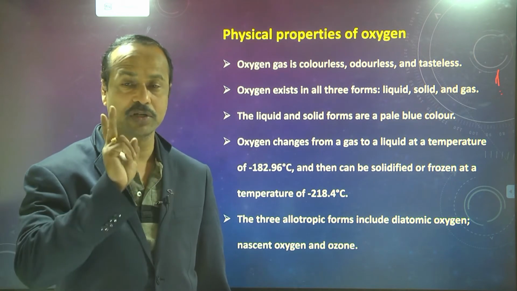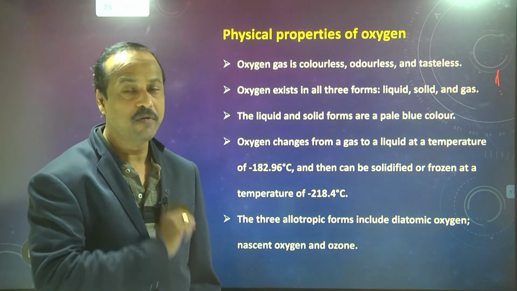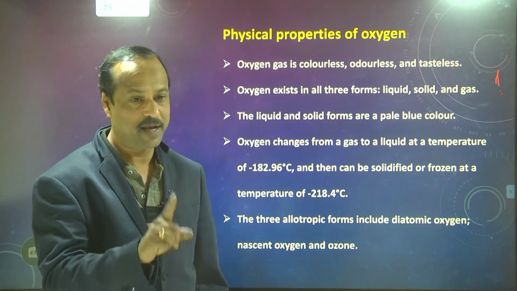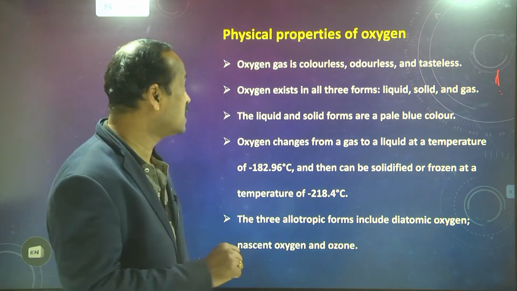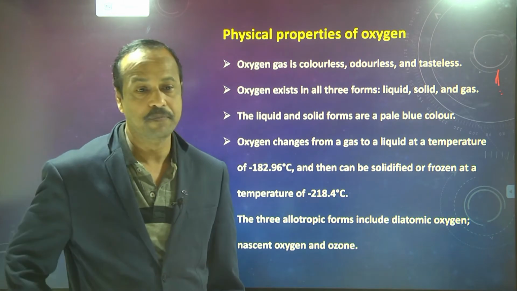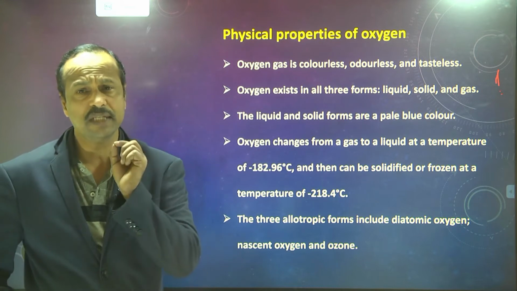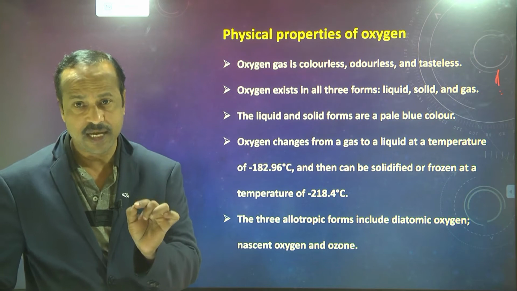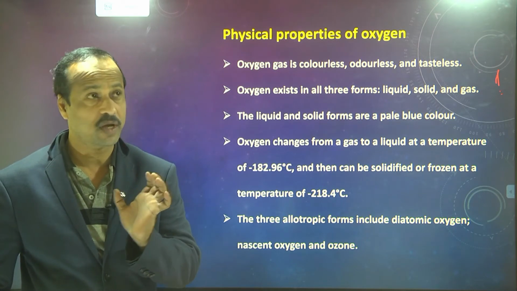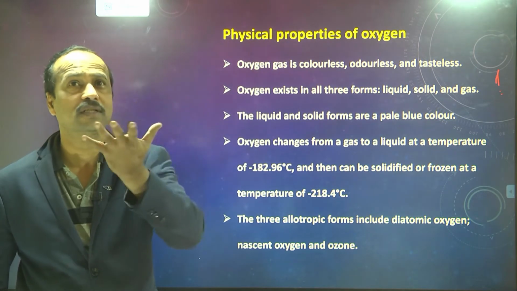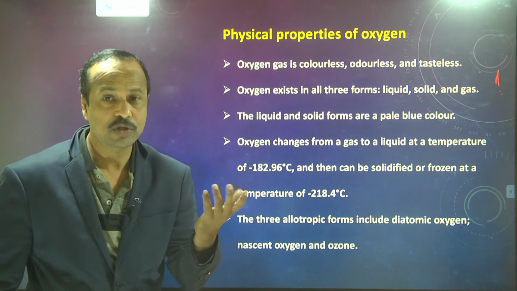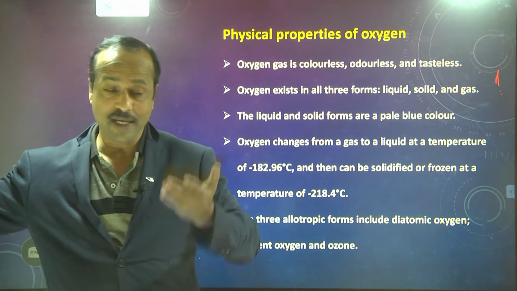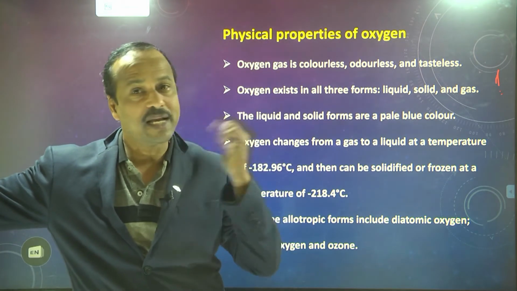So in chemistry we are going to study two types of properties: physical properties and chemical properties. Now first let us see the physical properties of oxygen. Here you see, oxygen is a colorless, odorless and tasteless gas. We have a lot of oxygen in the atmosphere. When you stand in nature, you are taking in oxygen. Do you see any color of oxygen?